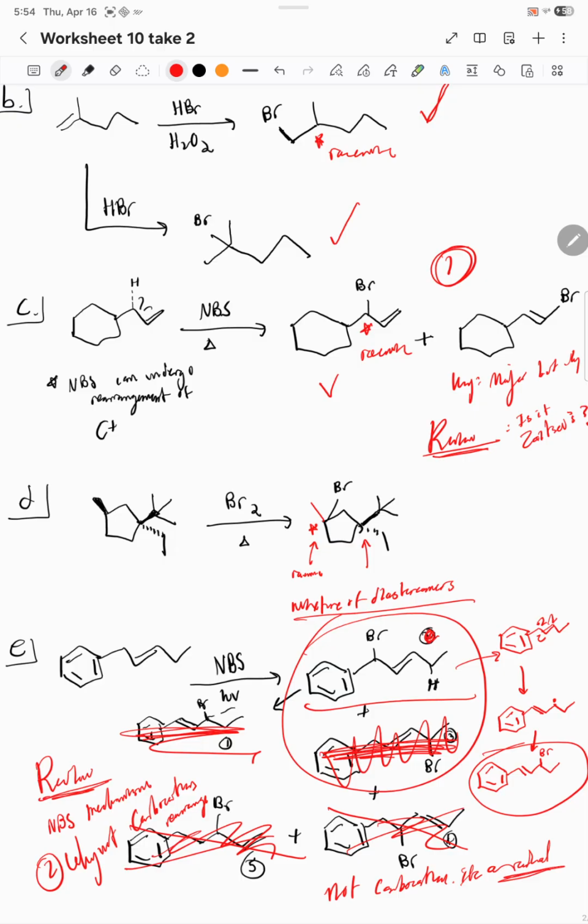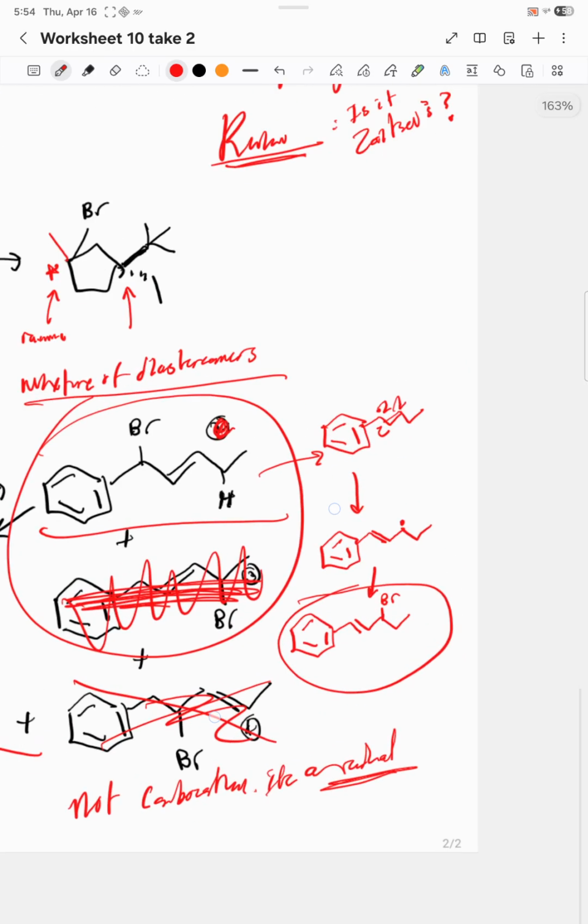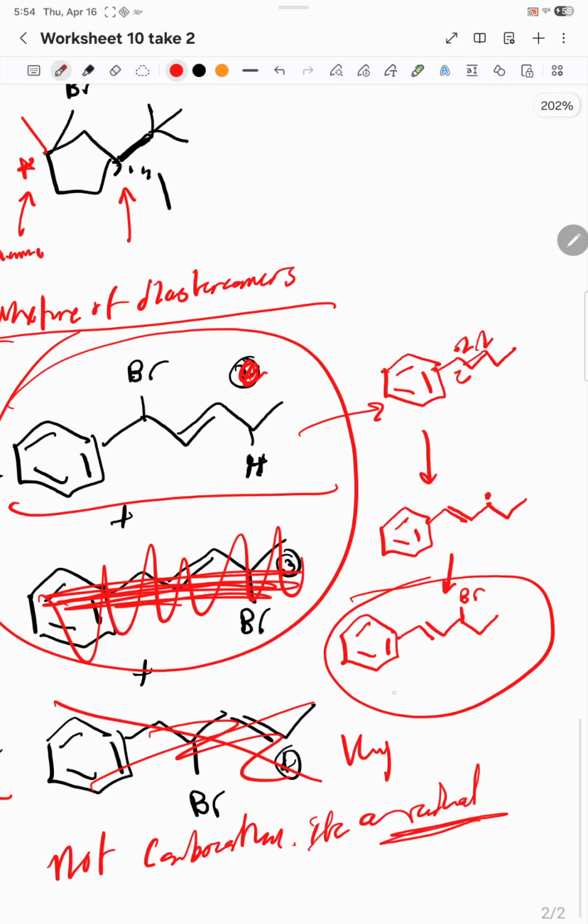Now only one of these is actually major. The answer key, I think, said it was... which one was it? The answer key says this was major. Why? Because this is conjugated.